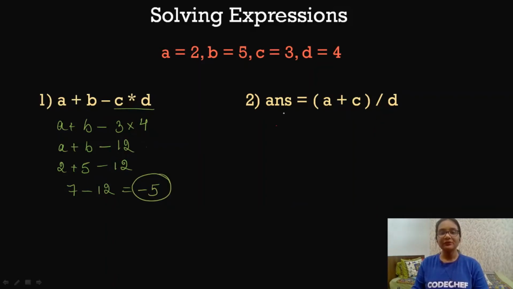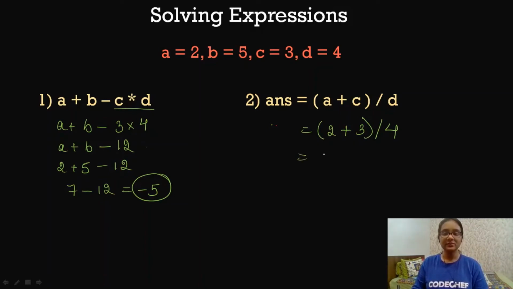So let us write down first the values of A, C and D. Here the value of A is given as 2, then for C we have 3, divided by D, which is 4. Now here we have a bracket and also we have the division operator. You know the highest precedence is of the division operator, but we also know that if a bracket is present in an expression, then it is given the highest precedence. So it is solved first. So we have a bracket here, so we will be solving this first.